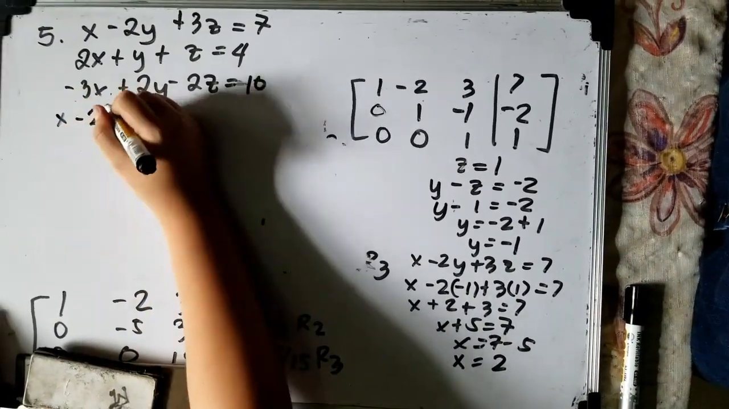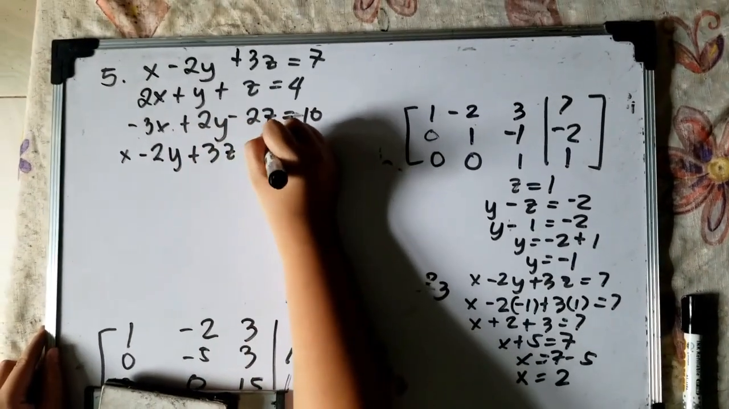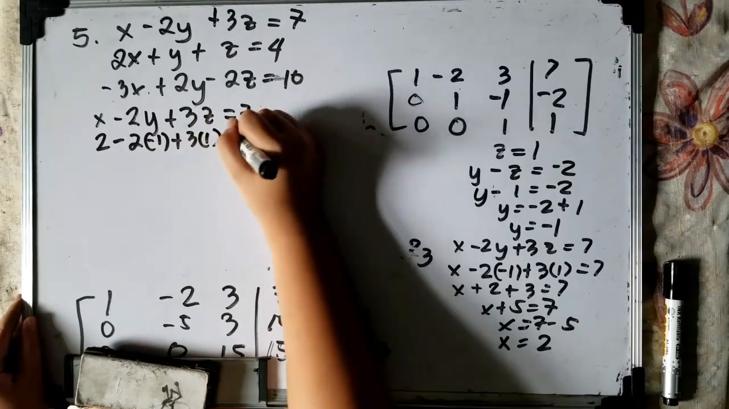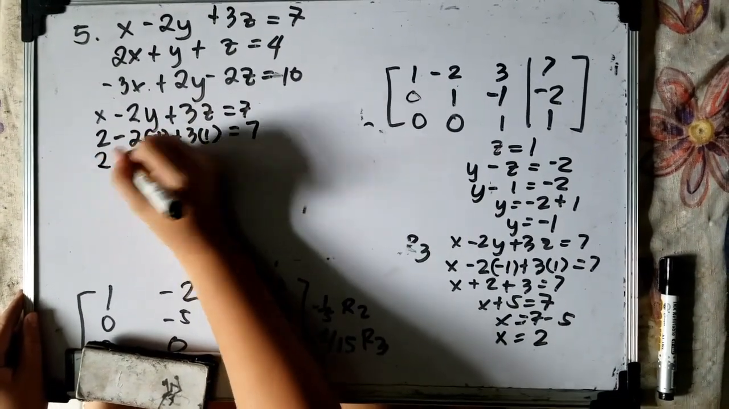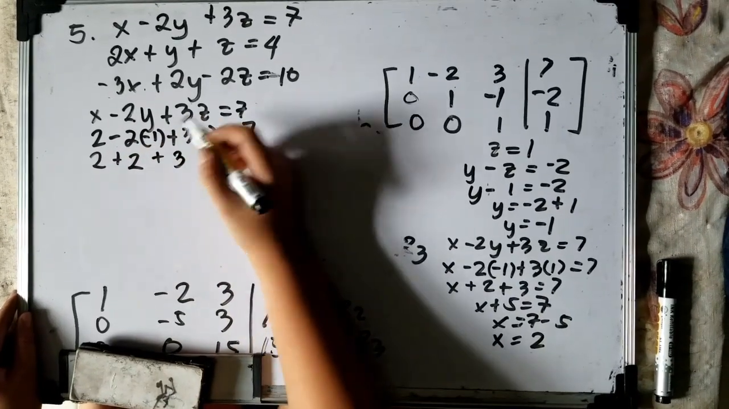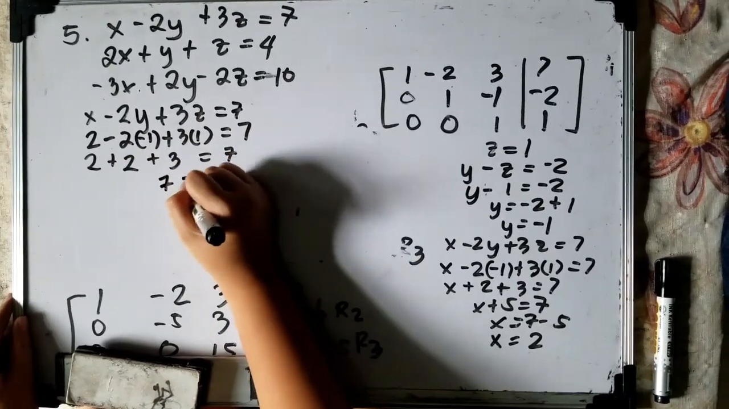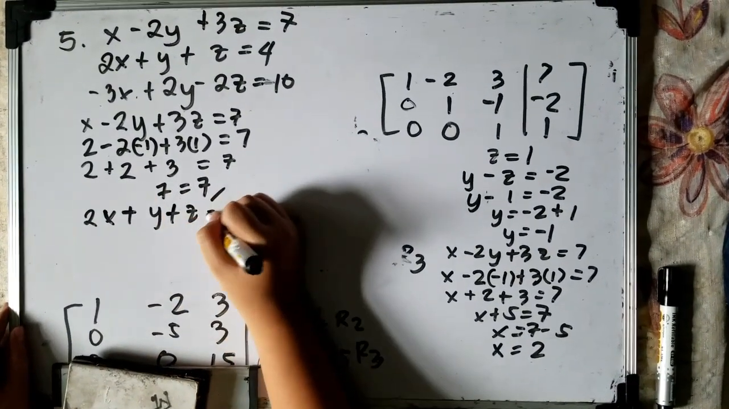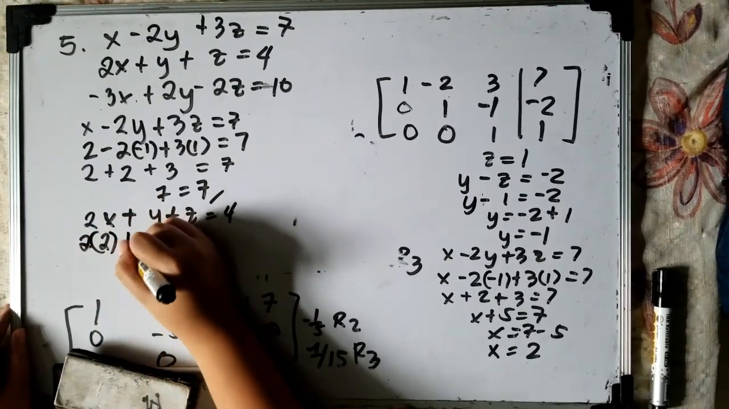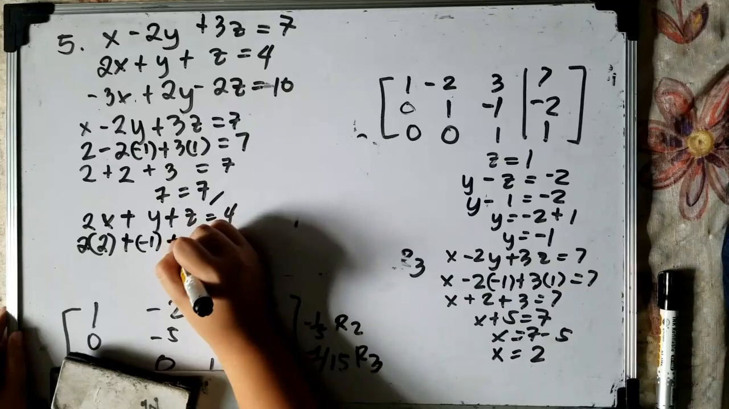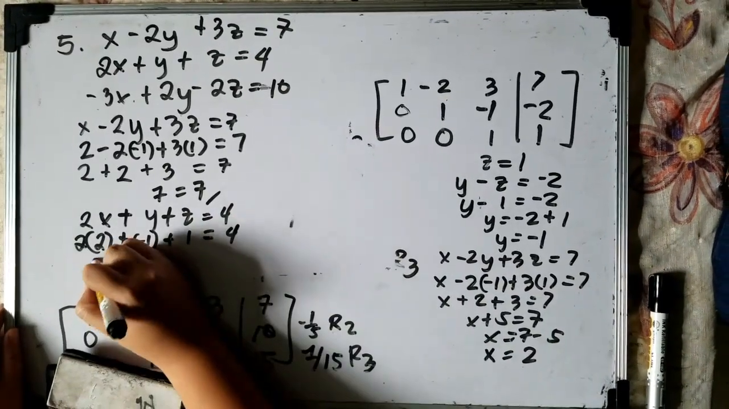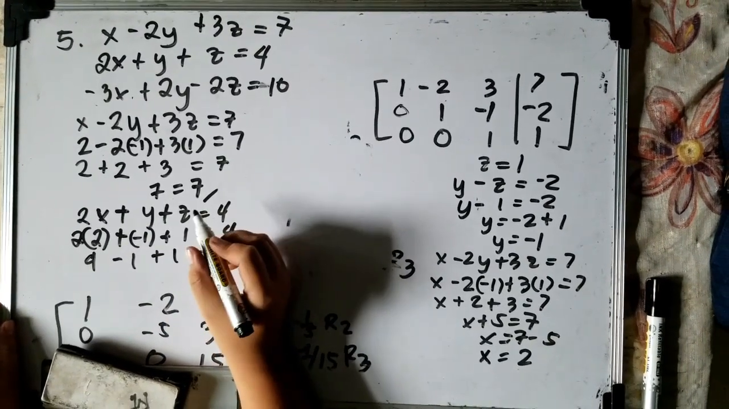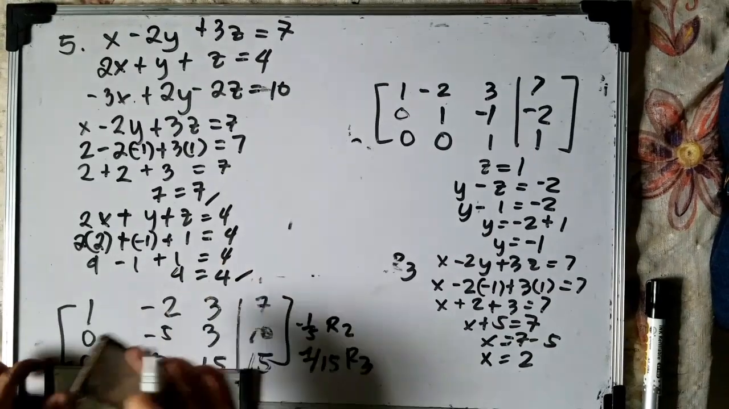x minus 2y plus 3z is equal to 7. Substitute: 2 minus 2 times negative 1 plus 3 times 1 is equal to 7. 2 plus 2 plus 3 is equal to 7. 2 plus 2 is 4 plus 3 is 7, equal to 7, correct. So 2x for the second equation plus y plus z is equal to 4: 2 times 2 plus negative 1 plus 1 is equal to 4. 2 times 2 is 4, plus negative 1 is 3, plus 1 is 4, equal to 4, correct.